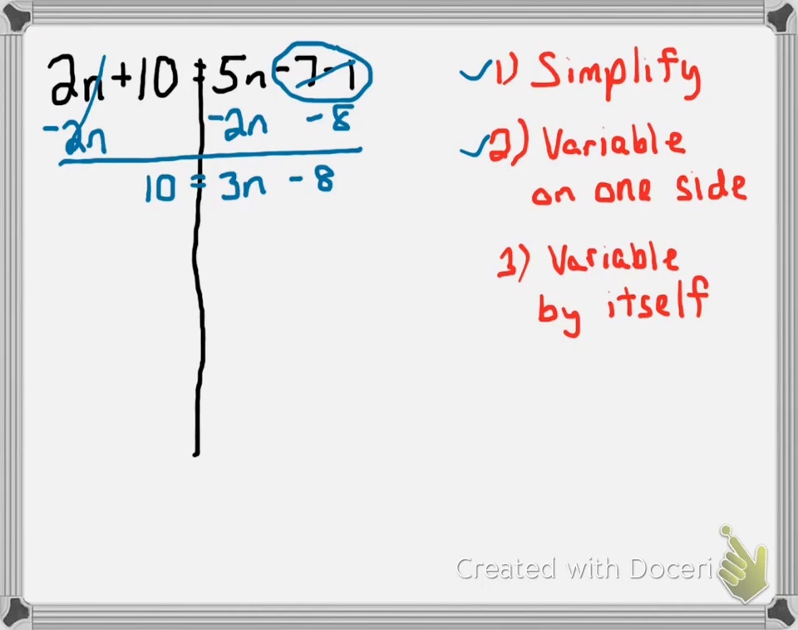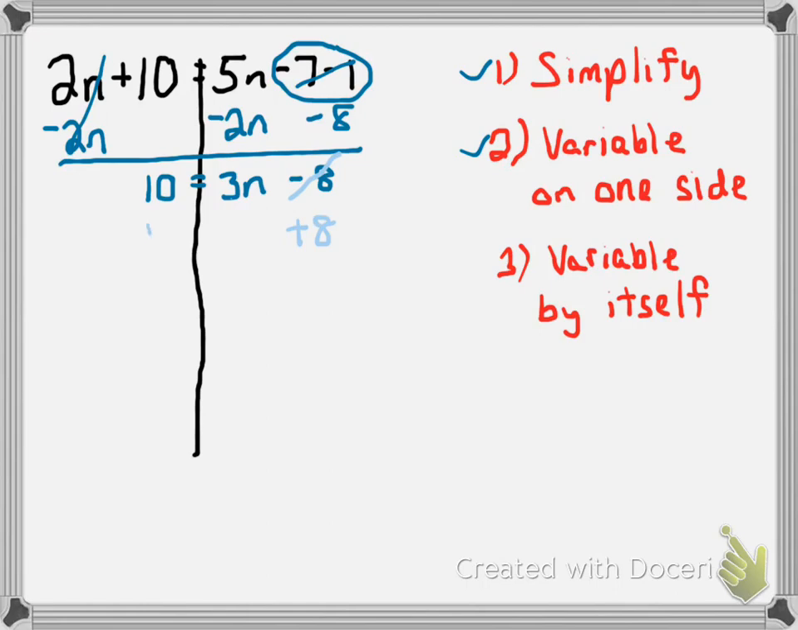Step 3, get the variable by itself. I have 2 things in the way of the variable being by itself. Those 2 things are times 3 and minus 8. I go up the GEMDAS and get rid of these using the inverse operation. To get rid of minus 8, I'm going to plus 8.